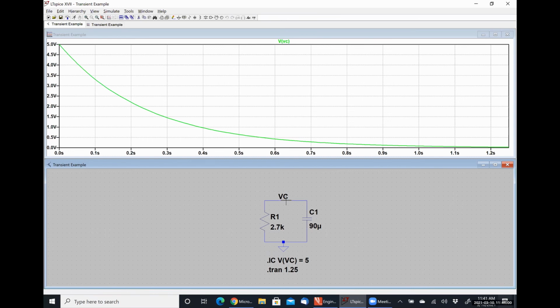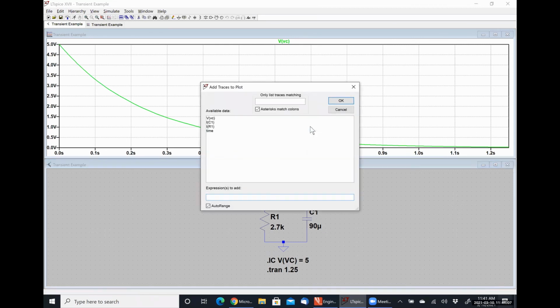How does that help me with my homework? Well, I can right-click the plot and click Add Traces. And in this box where it says expressions to add, I can literally type in a mathematical formula.